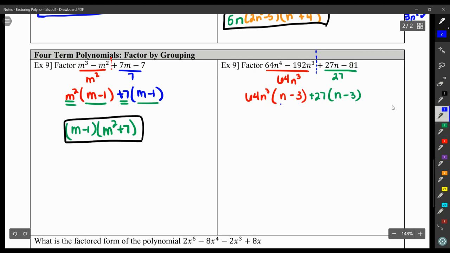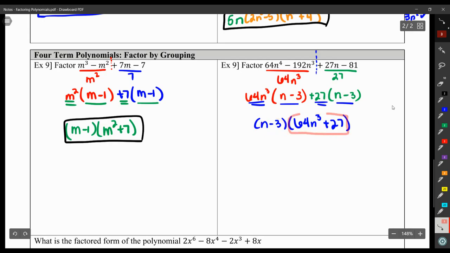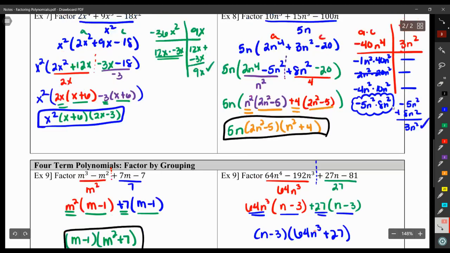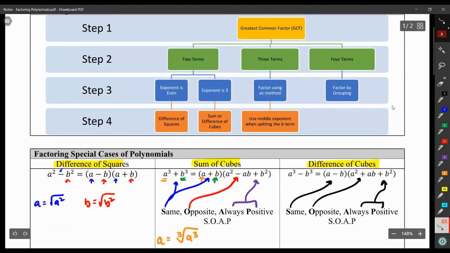Now we see that, okay, n minus 3 and n minus 3 are the same. And we're left with 64n to the 3rd and 27. Now that we're done doing the factoring by grouping, let's check again. I have something with 2 terms but no exponent, so this is as low as it's going to go because there's no GCF between n and 3. But I do have this, and I have an exponent of a 3. So if I have 2 terms, let's look at our flow chart. 2 terms, exponent is a 3, check for sum or difference of cubes.